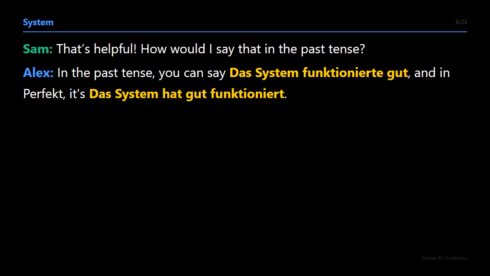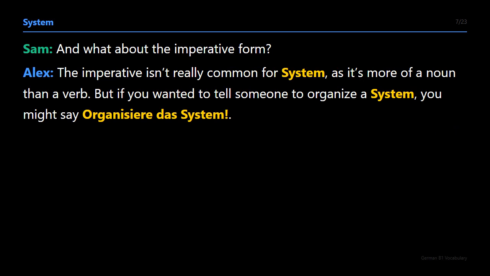And what about the imperative form? The imperative isn't really common for System, as it's more of a noun than a verb. But if you wanted to tell someone to organize a system, you might say, Organisiere das System.